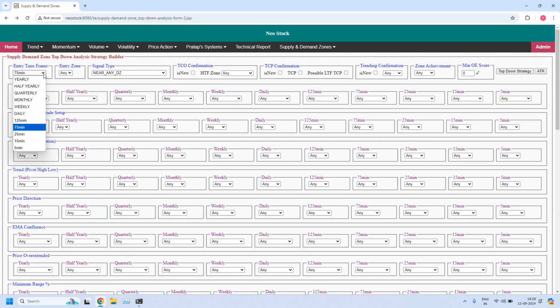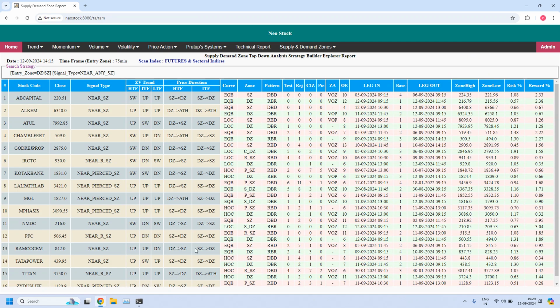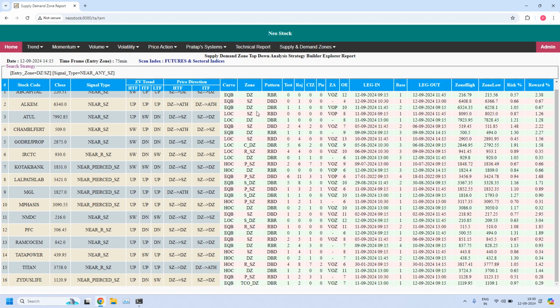Okay, next for 75 minutes time frame, let us find the stocks near 75 minutes supply zone. So we got around 16 stocks. Let's look for high liquidity supply zones. IRCTC is having a high liquidity supply zone, already tested 4 times and 4 rejections. If you can find a fresh fine-tuned 5-minute zone or any high liquidity 5-minute zone, you can plan the trades.